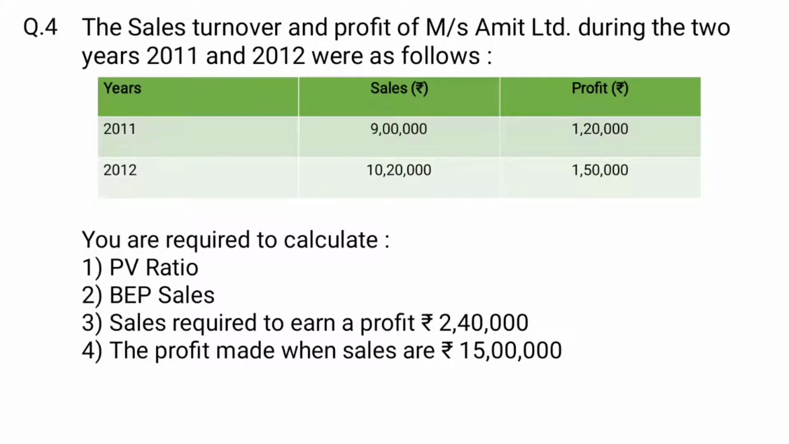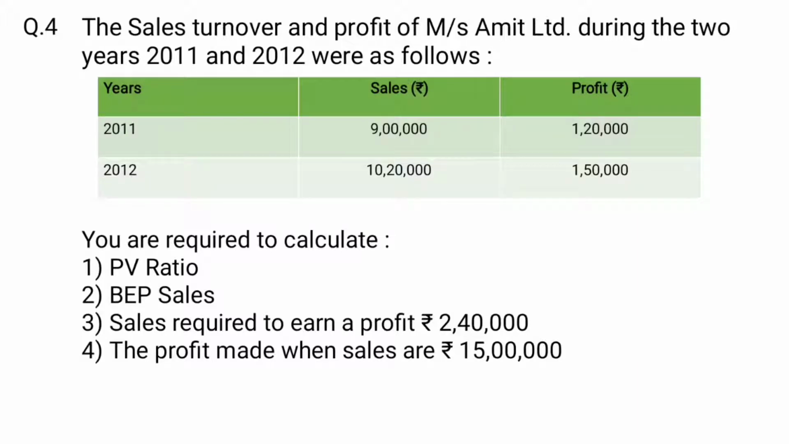So today I'll be teaching marginal costing. Data for 2 periods. Now let us start with question number 4. The sales turnover and profit of Messrs Amit Limited during the 2 years 2011 and 2012 were as follows. So in the given table, the sales amount and profit amounts are given for 2011 and 2012.